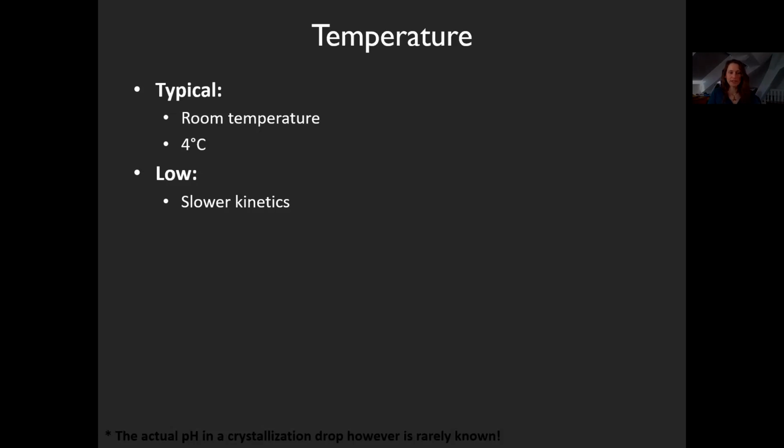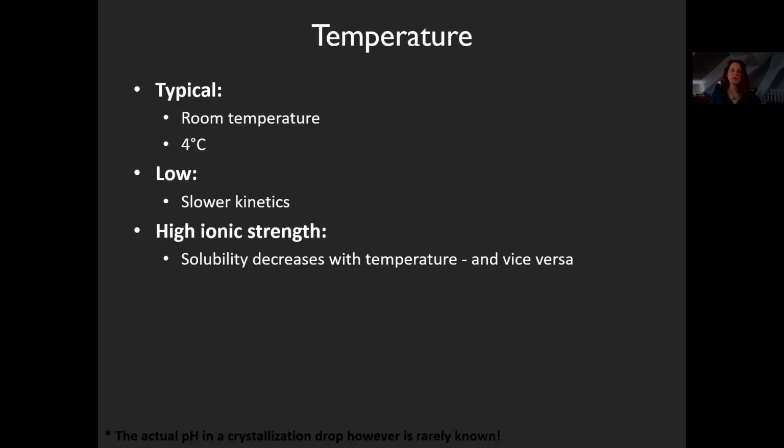Low temperature affects kinetics, right? Kinetics are faster at high temperature and slower at lower. So sometimes lower is better. And if you have a very high ionic strength, the solubility of the protein decreases with the temperature and vice versa. You want to keep that in mind. So if your protein did precipitate in all your conditions, you may not want to warm the plate up. You want to do the next one at a colder temperature.